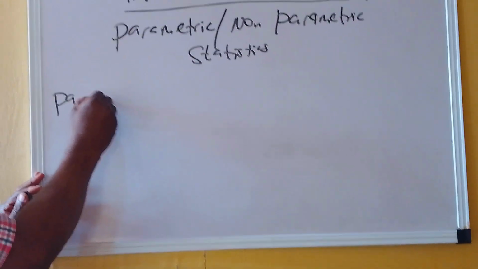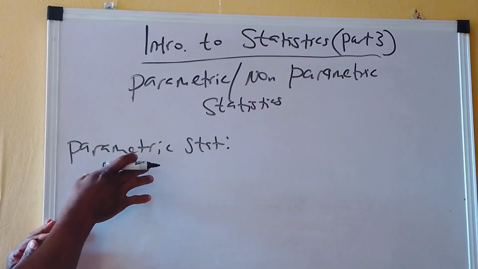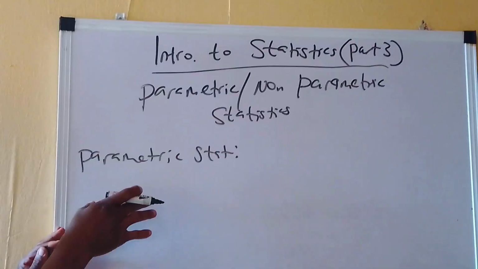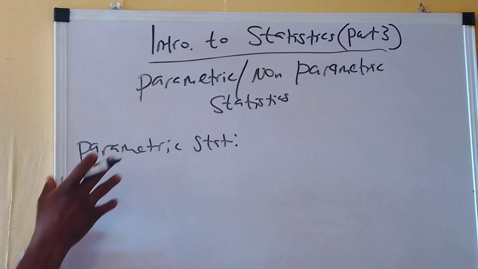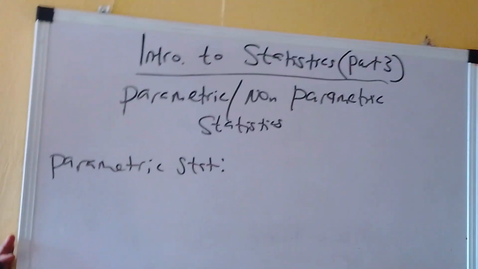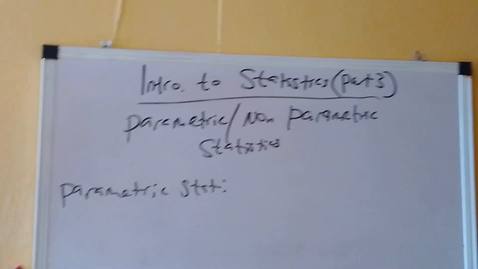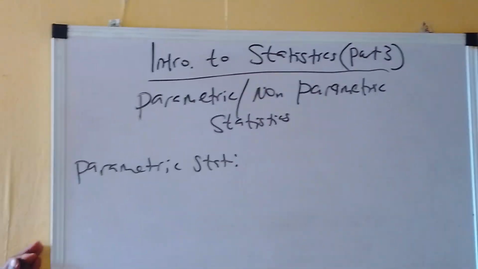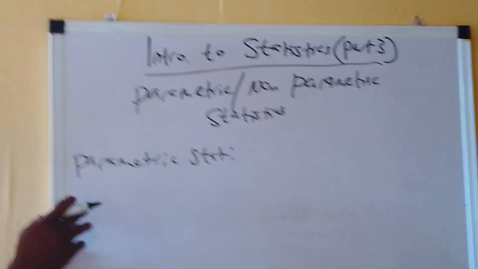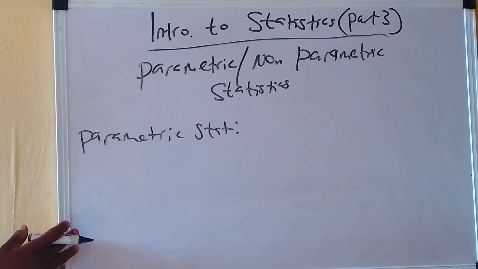Parametric statistics depends on the assumption of the distribution of the population where the sample was drawn. So an assumption must be known about the population distribution. If it is not known, then we cannot use parametric statistics to analyze such data from that particular population.